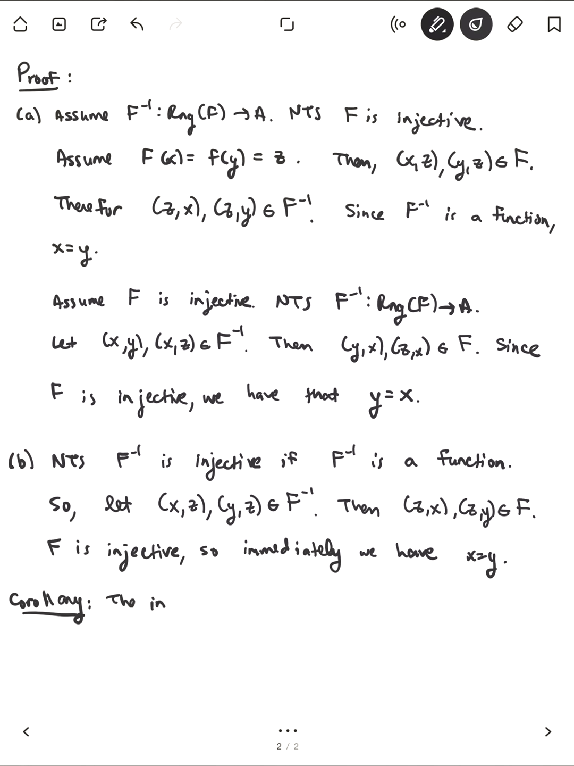The inverse of a bijection is a bijection. Okay, so that's a nice little corollary, and you can think about how to prove that, but it's pretty straightforward.